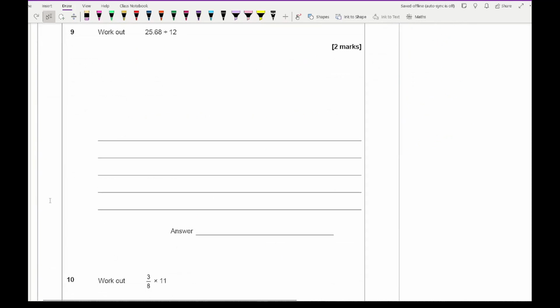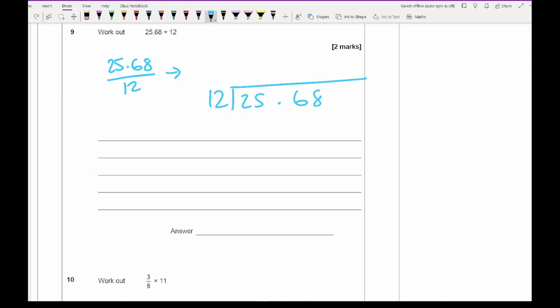Looking at question 9, it says work out, and then we just need to do some division. So we've got 25.8 divided by 12. Convert that into a bus stop. Doing some division. How many 12s go into 2? No. How many 12s go into 25? That's going to be 2, remainder 1. How many 12s go into 18? 1, remainder 6. And how many 12s go into 60?